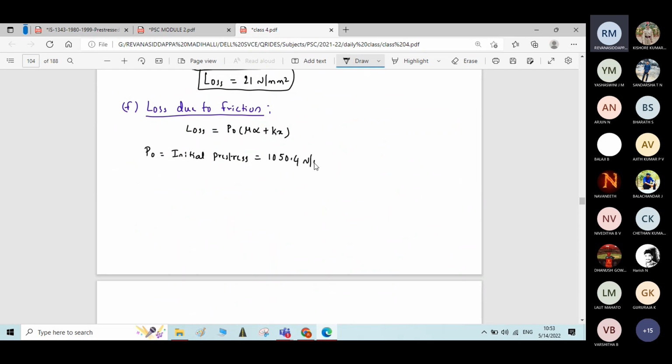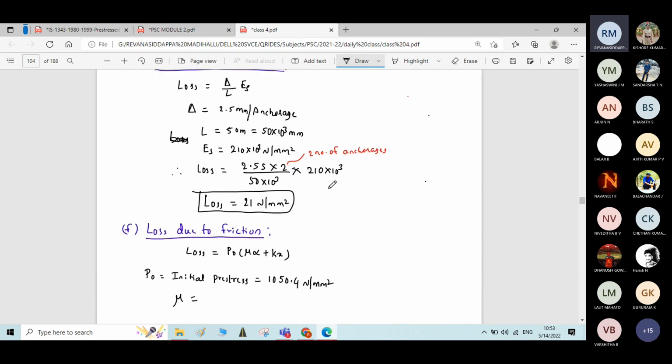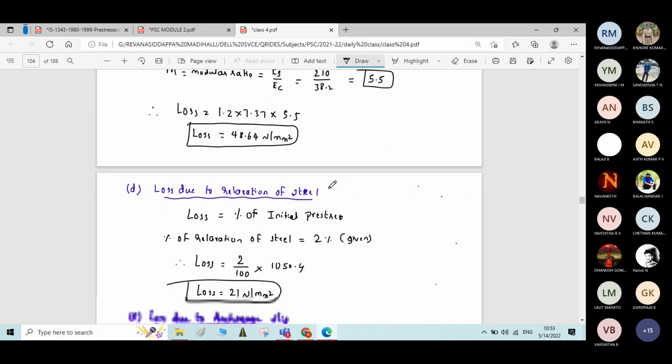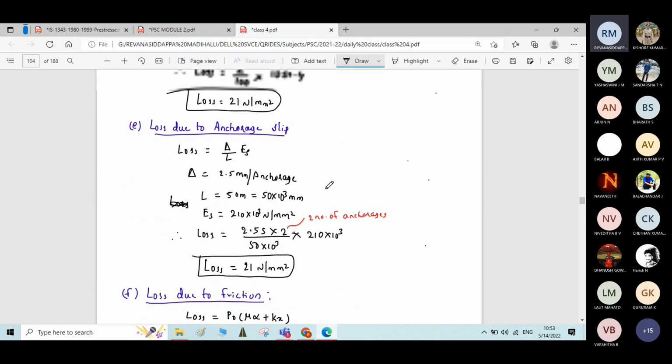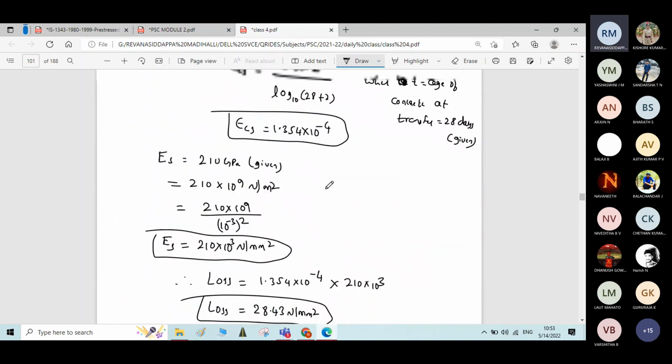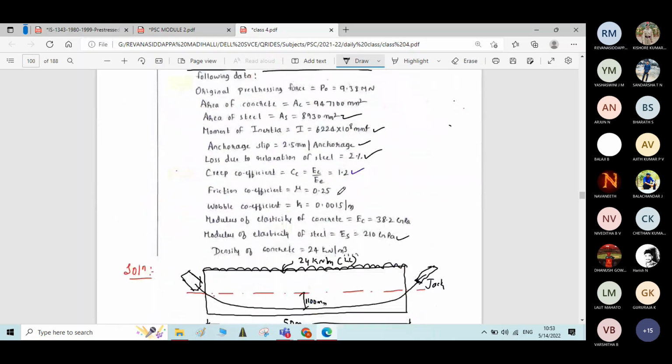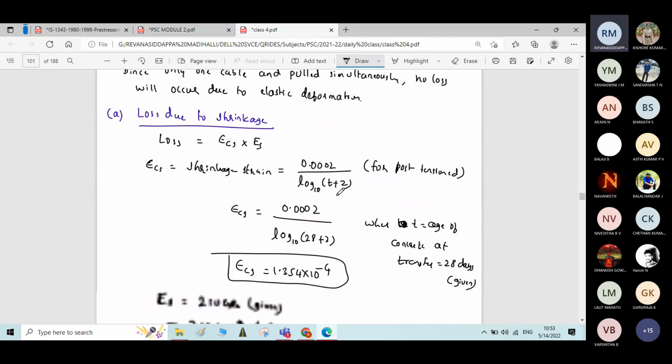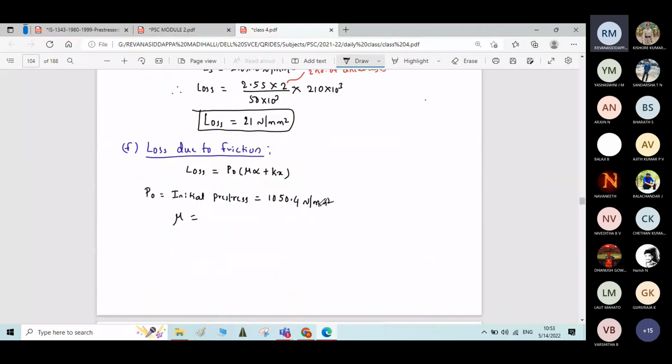1050.4 Newton per mm square. Then mu is nothing but the coefficient of friction, and it is given in the problem. Let us see the coefficient of friction. It is 0.25. Let me take the same value, mu is equal to 0.25.